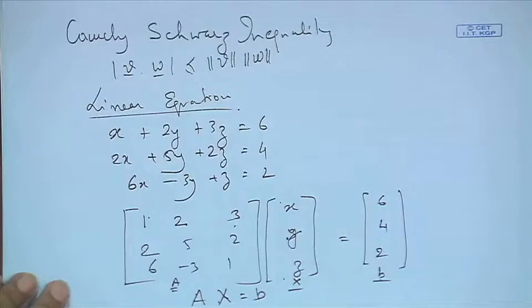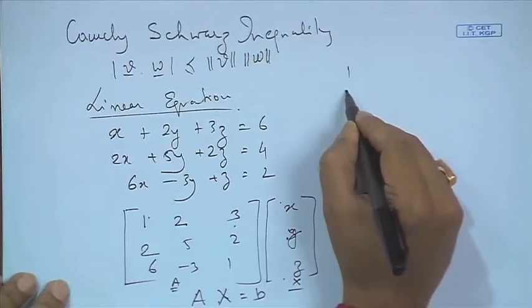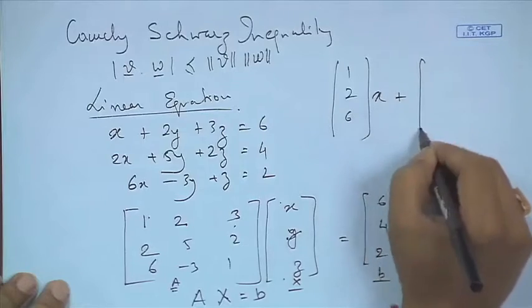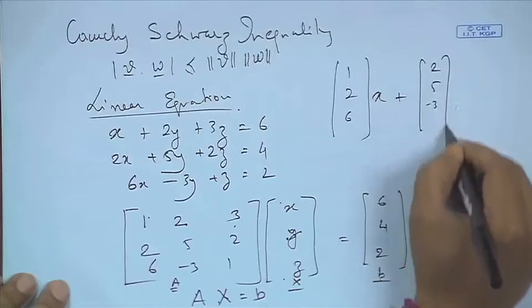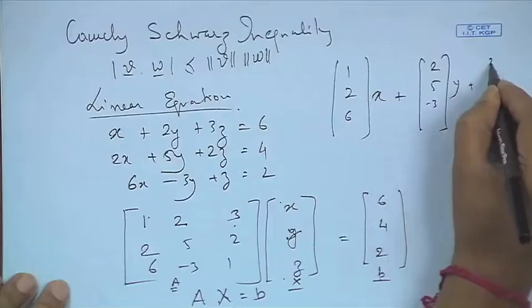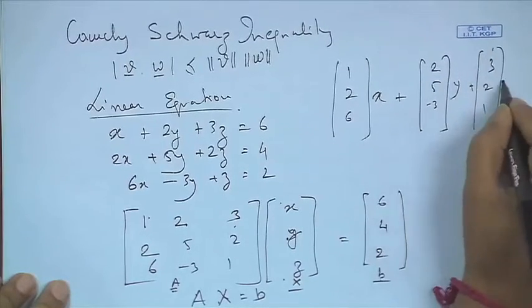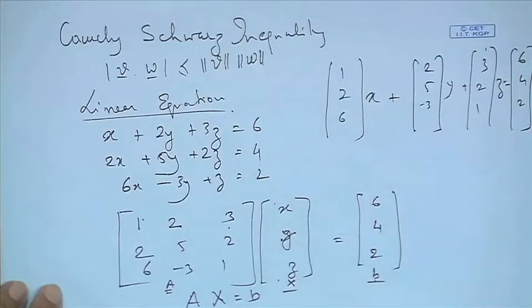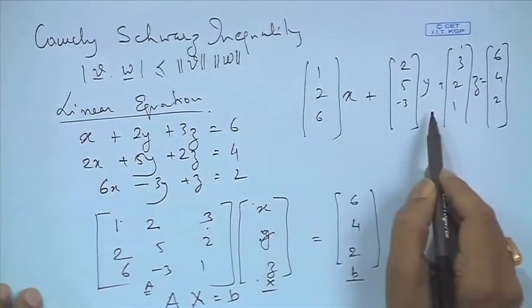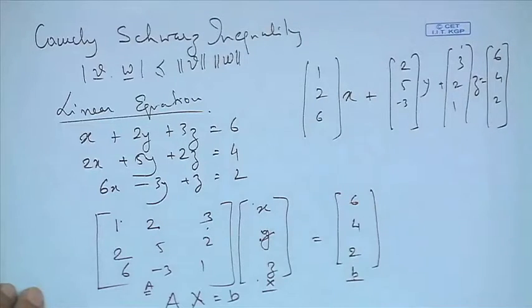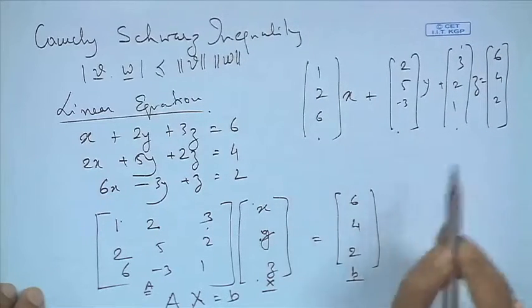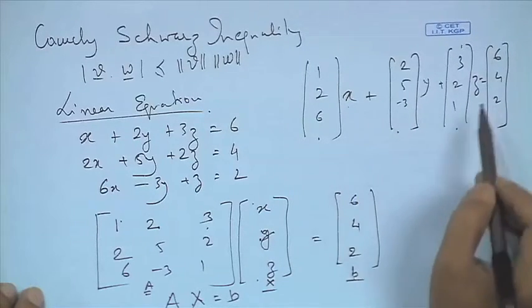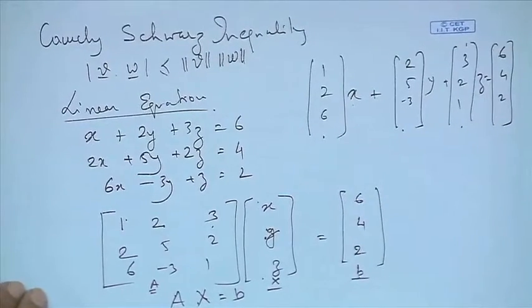This could also be viewed as if we are writing 1, 2, 6 as one vector times a coefficient, plus 2, 5, minus 3 times y, plus 3, 2, 1 times z is equal to 6, 4, and 2. You could also view it in this way. That means we are talking about some combination of vectors which is going to produce this particular vector. So this is one vector, one vector, one vector, which is getting multiplied by some components, some weights, so that it produces this vector.